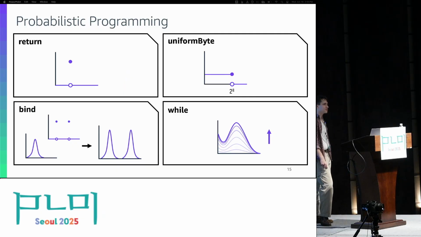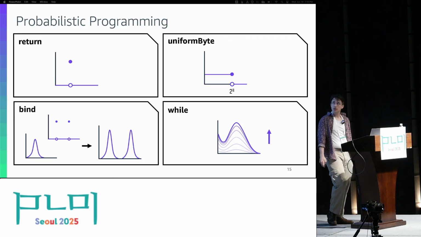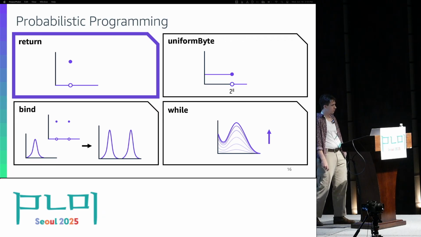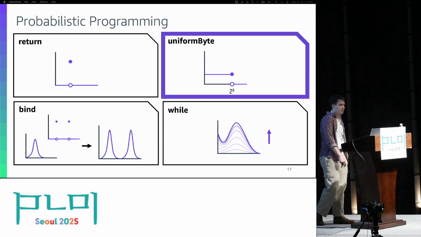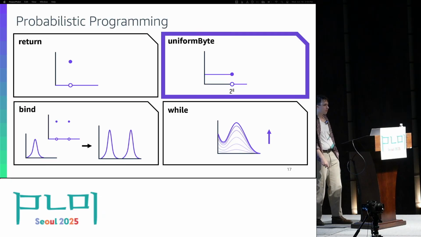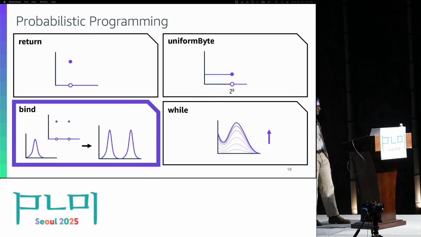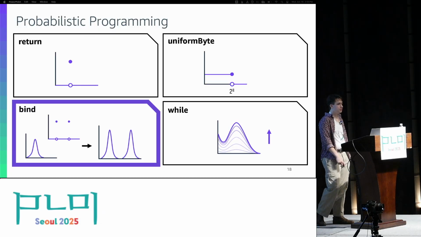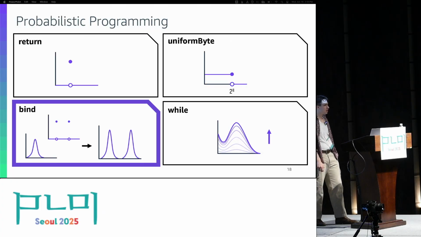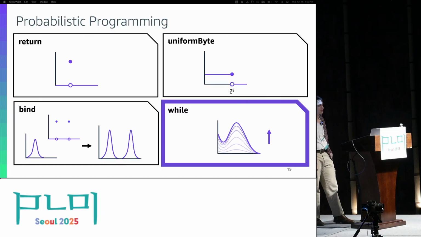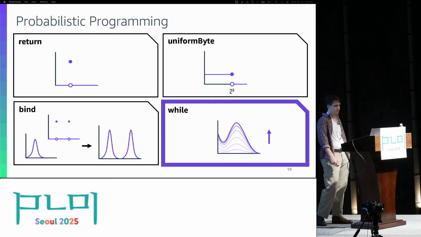To construct these mass functions, we're going to define a small DSL, which consists of 4 basic constructs. The return operator is a mass function which samples a single value with probability 1. The uniform byte operator samples uniformly from the first 2 to the 8 natural numbers. The bind function is a monadic bind, which allows us to sequence 2 random computations. Finally, we have a while construct, which is defined mathematically as a limit and allows us to simulate the effect of executing an unbounded probabilistic loop.